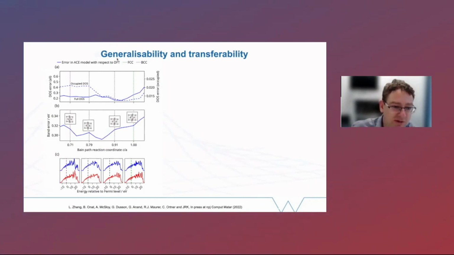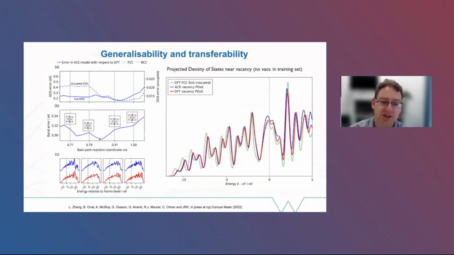We fitted only on FCC and BCC, so that's the 2 ends of this path here. Now we're looking at what's called the Bain path, so that's where we transform from FCC to BCC by stretching the unit cell. And we're seeing how well our model performs in between those 2 extremes. We find the error is actually smaller everywhere along that path in between FCC and BCC, and both the error in the density of states and the error in the bands are well controlled.